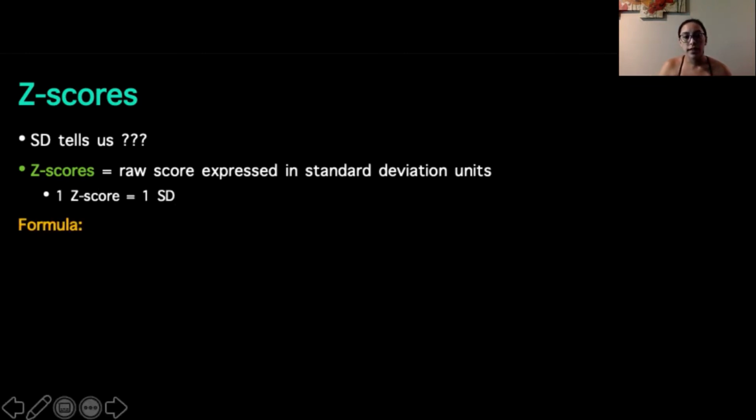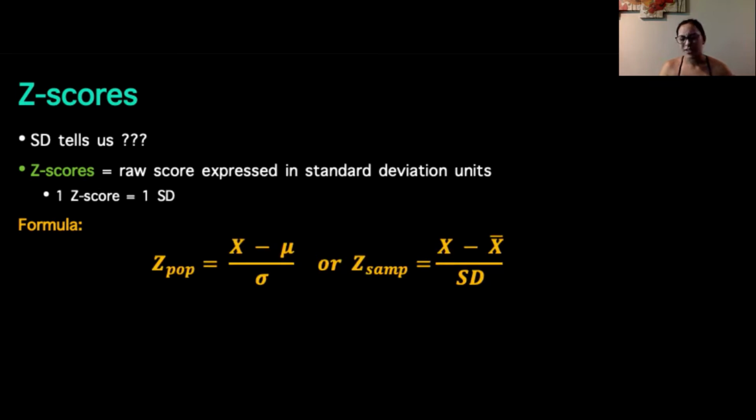The formula to calculate z-scores is basically the same for a population or a sample. The only thing that changes are the symbols that are used. For our class, we'll always be working with samples, so we can just go off of this, right? X being a raw score, X bar being the mean of your sample, SD being the standard deviation of your sample. So again, these are the 3 items that you would need to know to calculate a z-score.